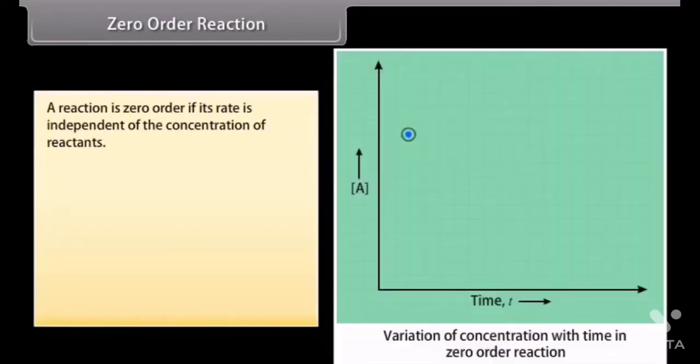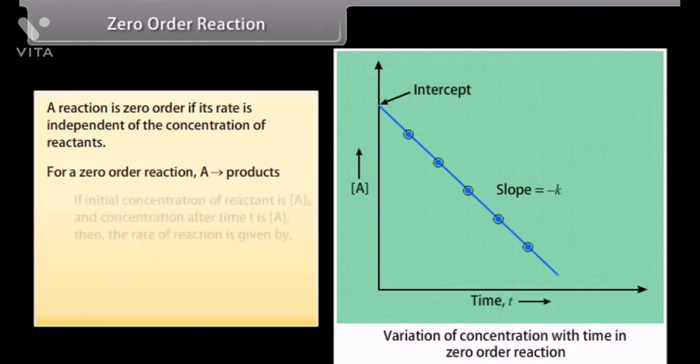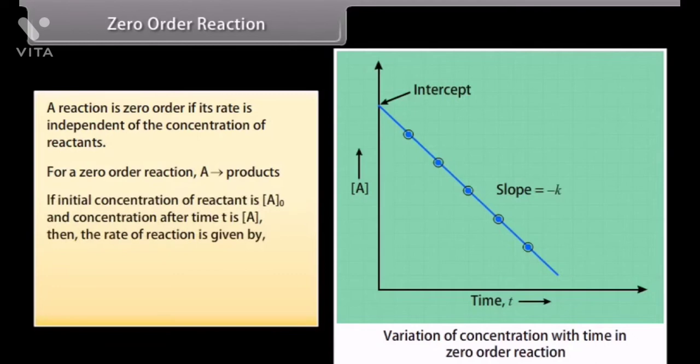Zero-order reaction. A reaction is zero-order if its rate is independent of the concentration of reactants. For a zero-order reaction, A is changing into products. If initial concentration of reactants is A naught, and concentration after time t is A, then the rate of reaction is given by minus dA by dt is equal to the product of K and A raised to the power 0, which is equal to K. It can be written as dA is equal to minus K dt.